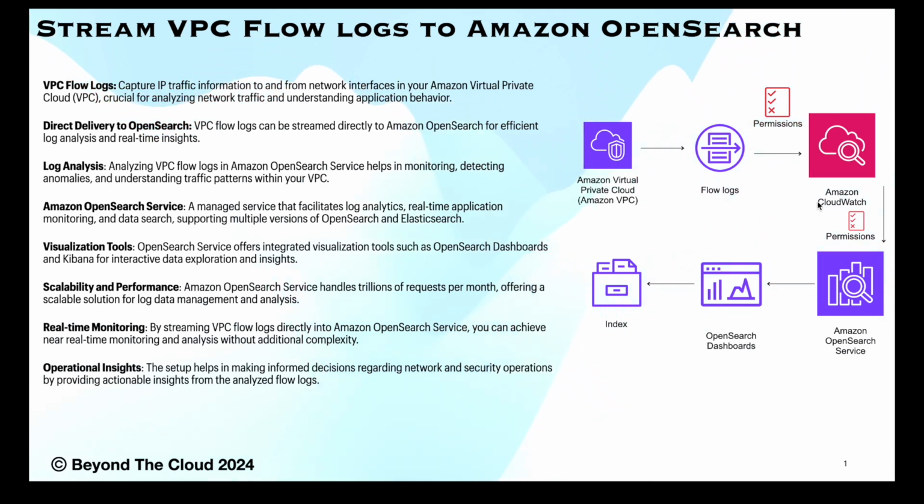From that CloudWatch log group, we will create the OpenSearch domain, and that OpenSearch domain will pull the logs from the CloudWatch log group. Amazon CloudWatch needs to have a subscription filter enabled, and that subscription filter will push all the logs to the service if it has the correct permission. We will create the permissions for this as well, and then in OpenSearch we will create the index, and when we create the index we will be able to see all the data streamed into the OpenSearch dashboard.